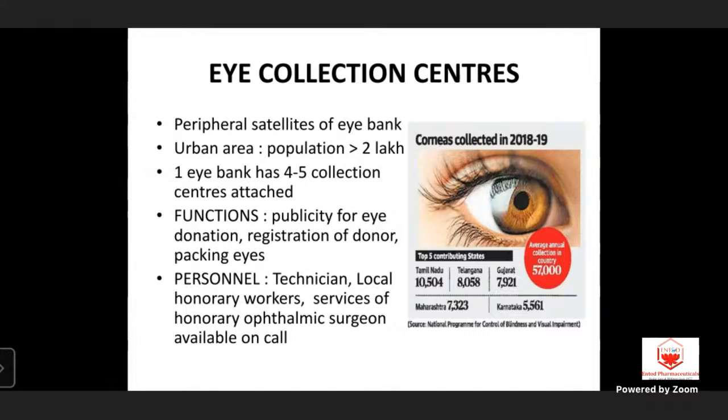Then personnel who are needed for eye collection at the center. You have an ophthalmic technician. He'll be trained in one eye bank. Then we have local honorary workers or voluntary agencies like Lions Club, Rotary Clubs. Then we have honorary ophthalmic surgeon or medical officer who will be trained on enucleation, and he'll be available on call.